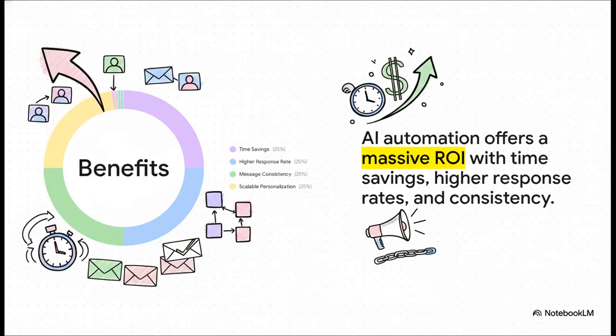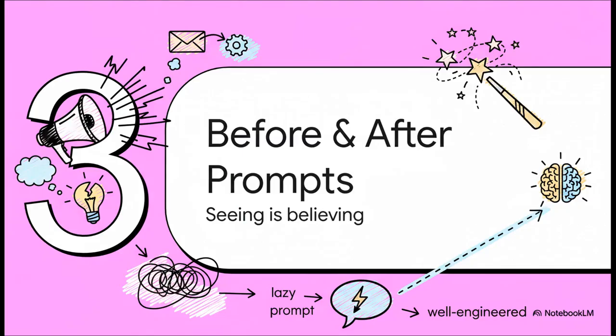And the benefits? They're kind of staggering. We are talking about a 70 to 85% cut in the time it takes you to write emails. We're talking a 2 to 3 times higher response rate. And on top of all that, you get perfect message consistency and true, scalable personalization. It's a game changer.